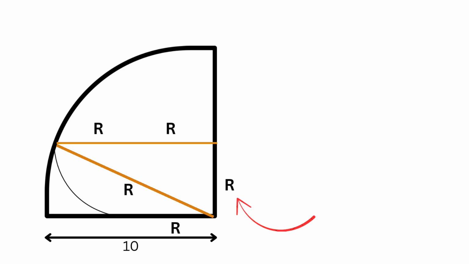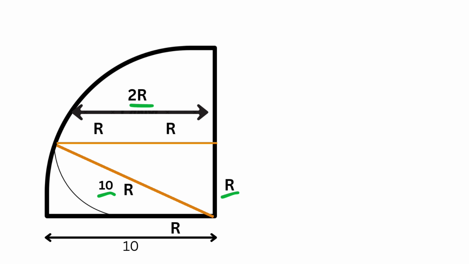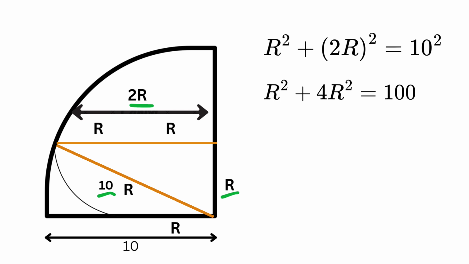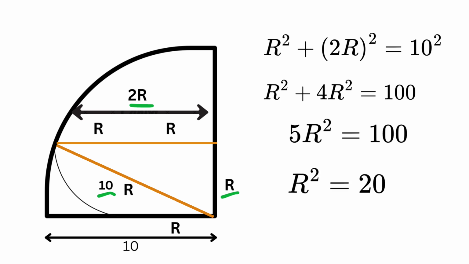Now look at this right triangle formed by the radius of the quarter circle and the diameter of this semicircle. Here the base is r units, the height is 2r units, and the hypotenuse is 10 units. Now our favorite Pythagoras theorem: r square plus (2r) square is equal to 10 square. Then we get r square plus 4r square is equal to 100. Then 5r square is equal to 100. Then r square is equal to 20.